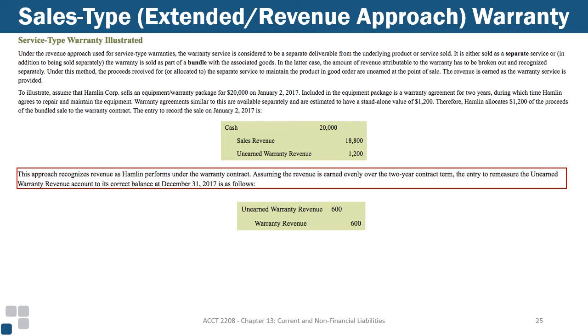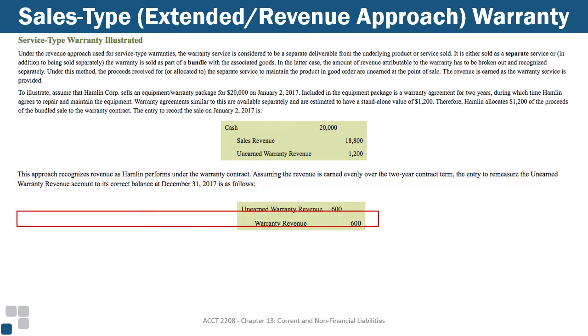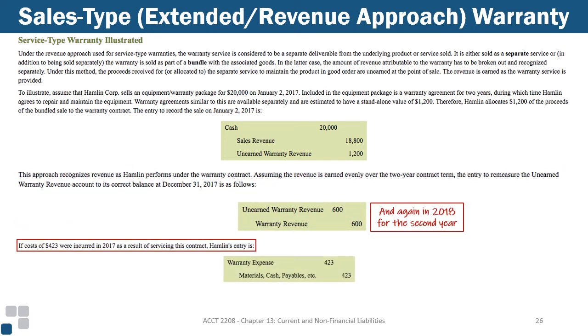Under this approach, the company performs the warranty under the contract. Now, if the revenue is earned evenly over 2 years, then basically what we'll do is we will now debit the unearned warranty revenue for $600 and credit warranty revenue for $600 as well. And then we would do it again in the second year.